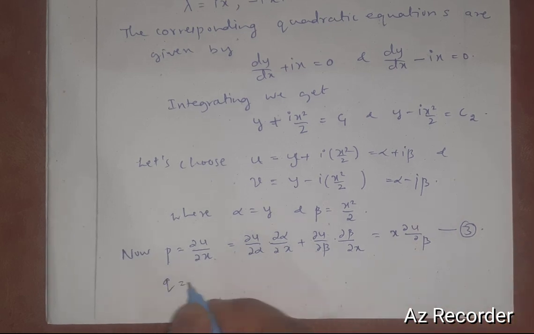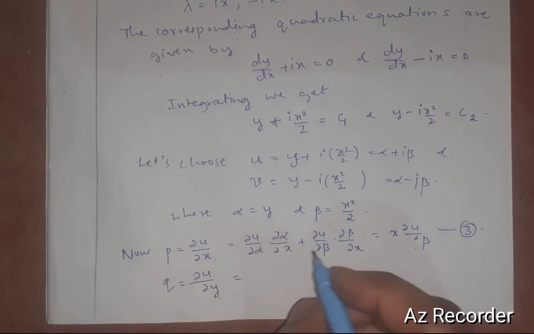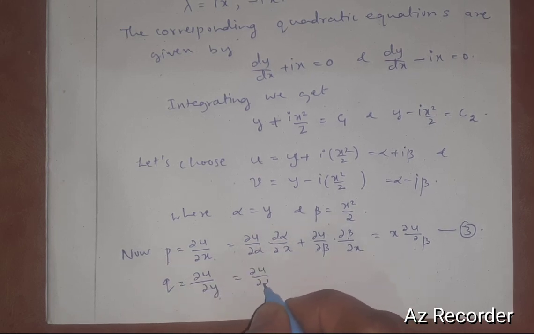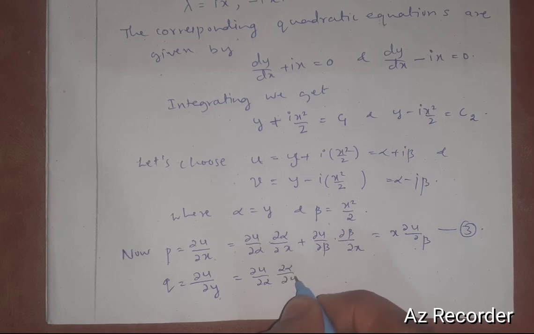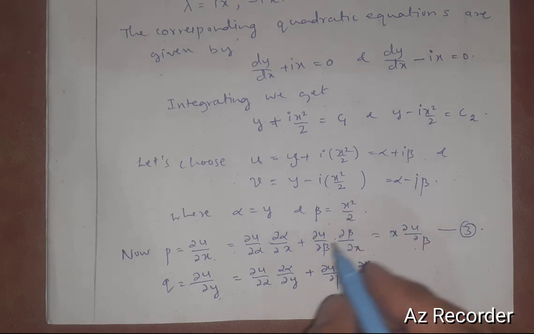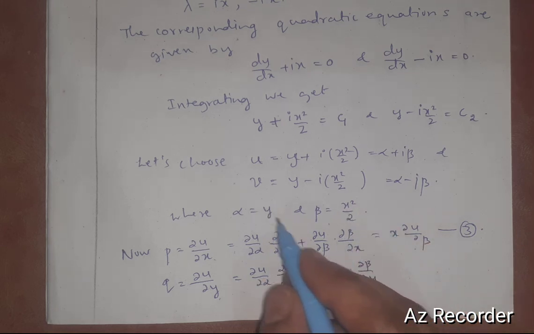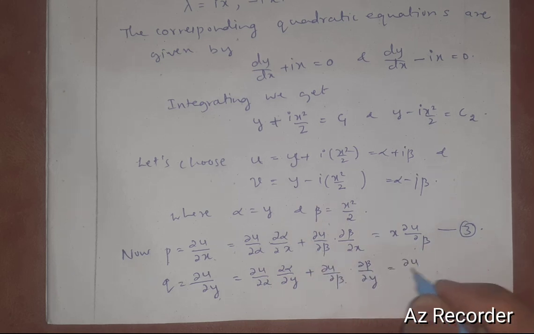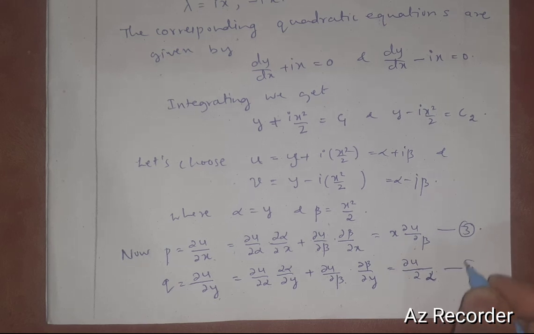Now q is equal to ∂u/∂y. Using the chain rule, ∂u/∂α into ∂α/∂y plus ∂u/∂β into ∂β/∂y. Here β is x²/2, so ∂β/∂y will be 0. Now ∂α/∂y is 1. So you will get this is ∂u/∂α. I will call this equation number 4.